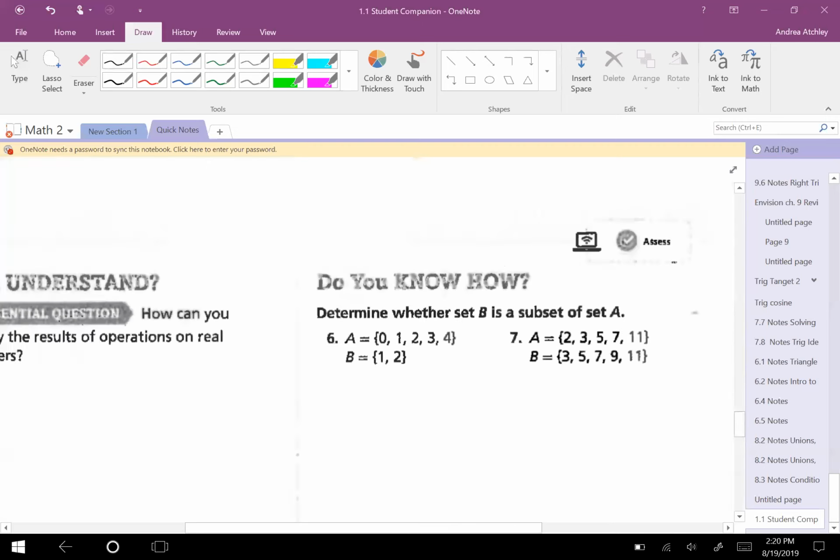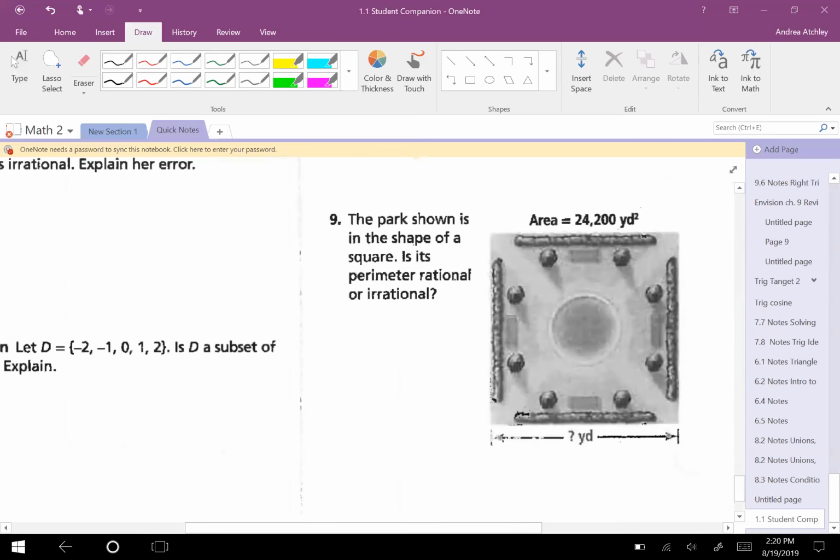Okay, on the next page, I want us to go down to this. This goes in line with it. Okay, it's the bottom of that check for understanding. It has a little square that's blue. Okay, the park shown is in the shape of a square. Is its perimeter rational or irrational?